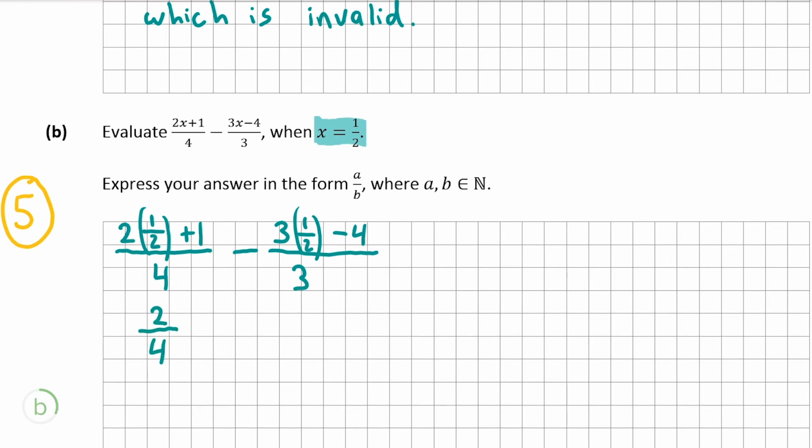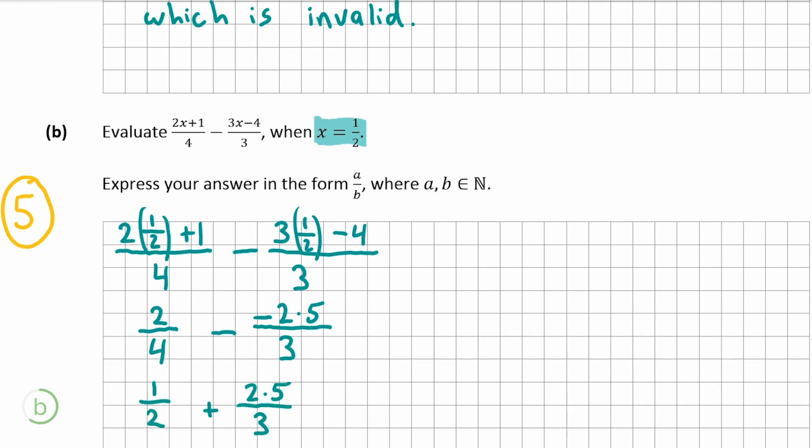Then we'll have 3 multiplied by a half, which is 3 over 2, or 1.5. Then we'll get 1.5 minus 4, which is minus 2.5. So we'll have minus 2.5 over 3. Now we can rewrite the equation as follows. It's going to be 2 over 4, which is the same thing as 1 over 2. And then minus 2.5 over 3 is the same thing as plus 2.5 over 3. So that's 1 over 2 plus 2.5 over 3.